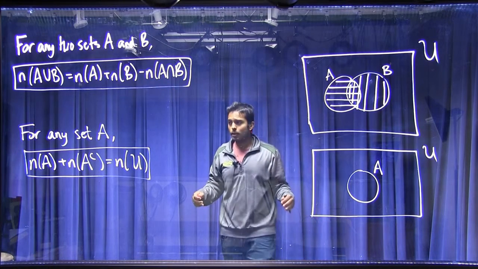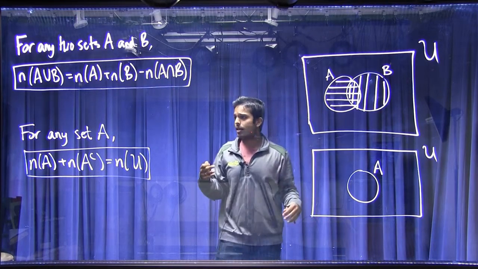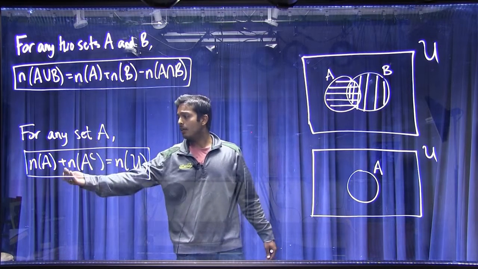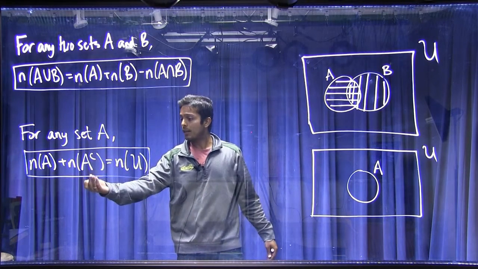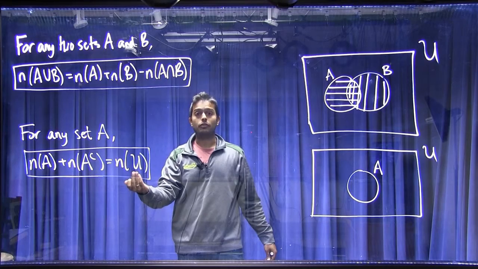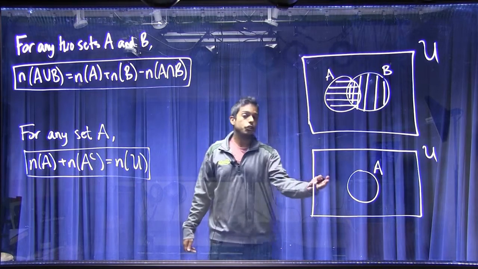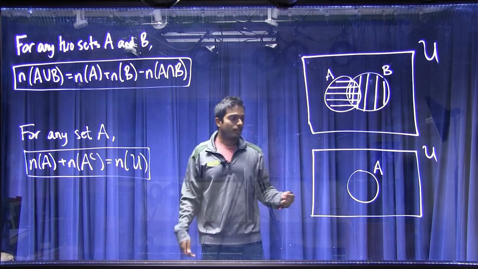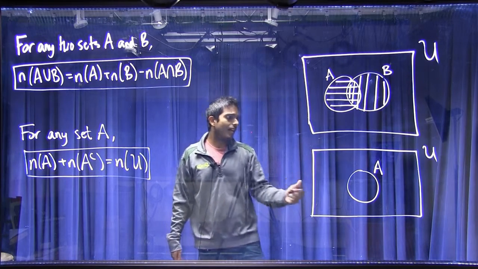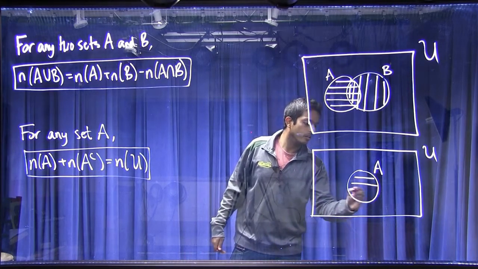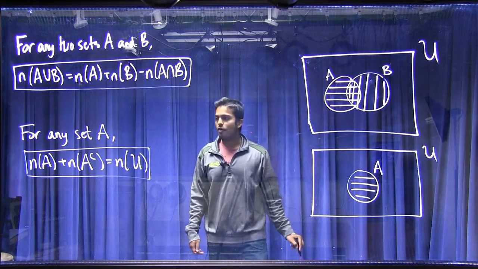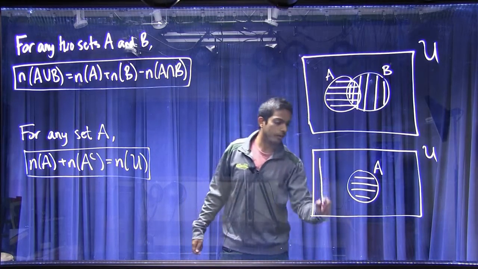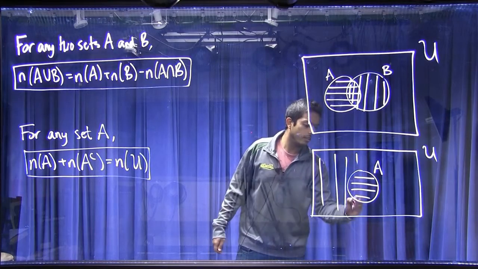Another important formula is that for any set, the number of elements in it plus the number of elements in its complement is the number of elements in the universal set. For that, we can just look at a Venn diagram with one set. If I'm counting the number of elements in the set, then I'm counting all the elements here. If I'm counting the number of elements in the complement of the set, then I'm counting all the elements out here.